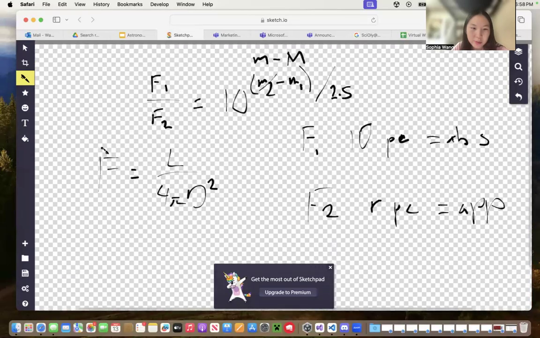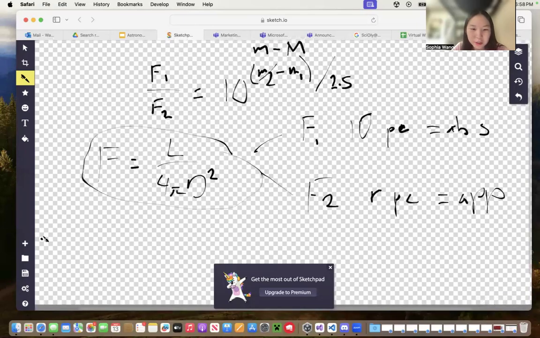So now we want to substitute in this formula for flux for both fluxes. So the first one is going to be, oh no, let's just do the whole fraction. So this becomes L1 over 4 pi d1 squared, and let's do L2 over 4 pi d2 squared.